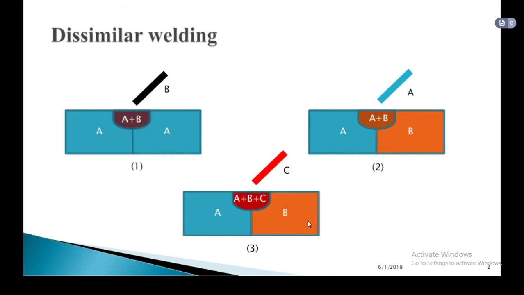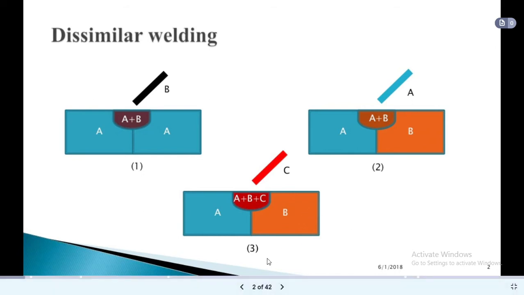In this session we will discuss which materials, which dissimilar materials, can be joined by the welding process, what precautions we need to take while joining dissimilar metals, and which parameters we need to consider while joining dissimilar materials.